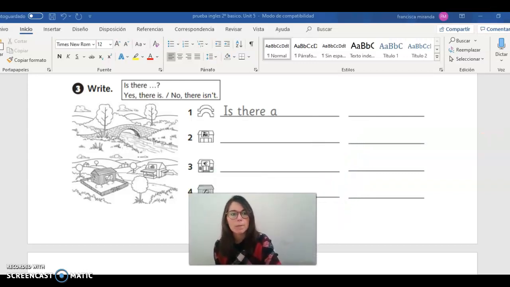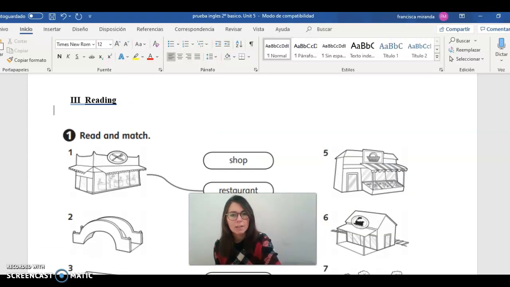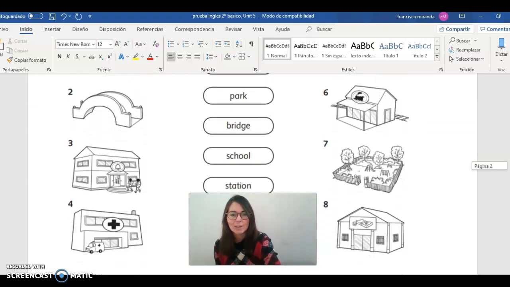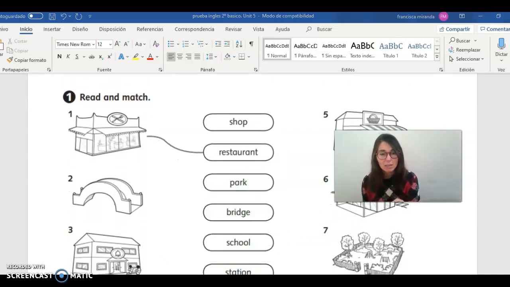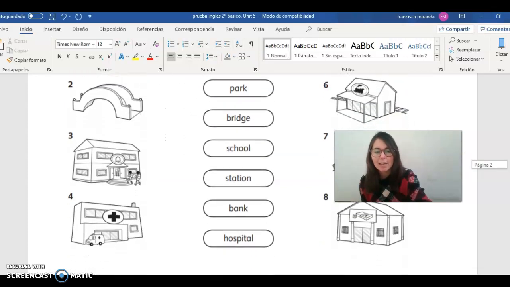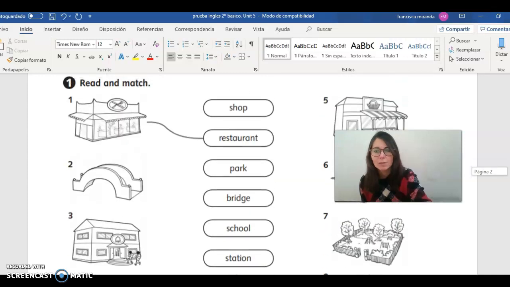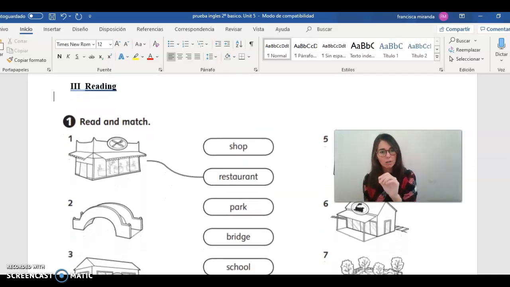Good. Great. And finally, I think it's finally, right? Yes, it's finally. You're going to match. Vamos a unir, solo unir, with a line, the word with the correct picture. So, number 1 is a restaurant, right? Number 2 is a shop, a park, a bridge, a school, a station, a bank, or a hospital. What is it? Si lo están haciendo en el cuaderno, van a escribir number 1 y al ladito ponen la palabra que corresponda, right? Number 2 and the word. Number 3 and the word, right?